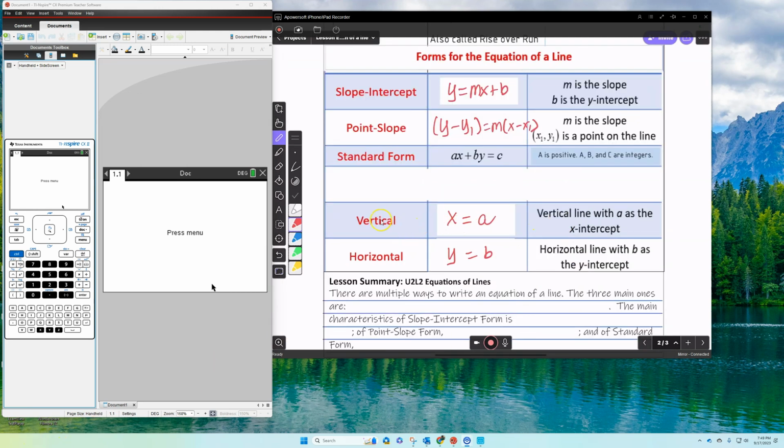When we talk about a vertical line, we're talking about a line that goes up and down, and it usually starts with an x. X equals a, where a is the x-intercept. That means it's going to cross the x-axis at a. Horizontal is like y equals b. That means it's going to go left to right, and b is your y-intercept.